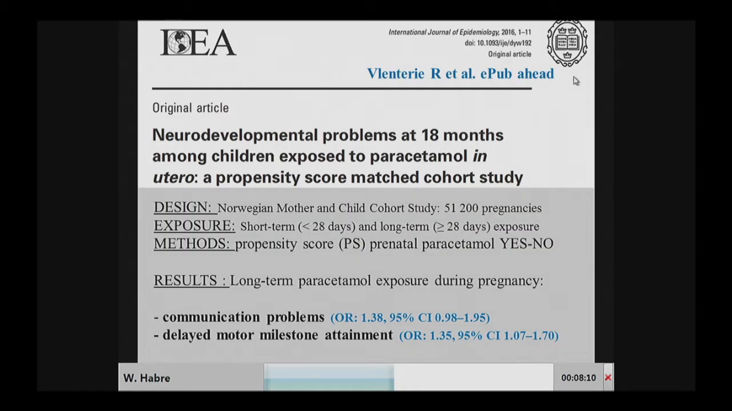Now, a new study, again an EPUB ahead of print, coming from Norway, looking at 51,000 pregnancies and doing propensity scores between those women who received long-term paracetamol during pregnancy and those who had short-term. They demonstrated that long-term use is associated in children with communication problems and delayed motor milestone attainment.